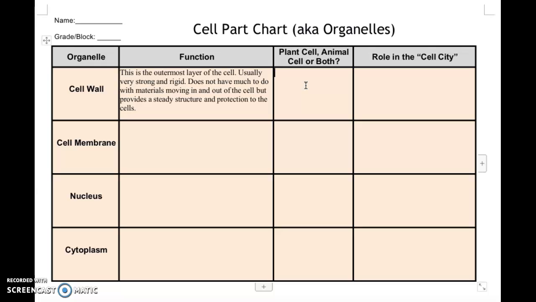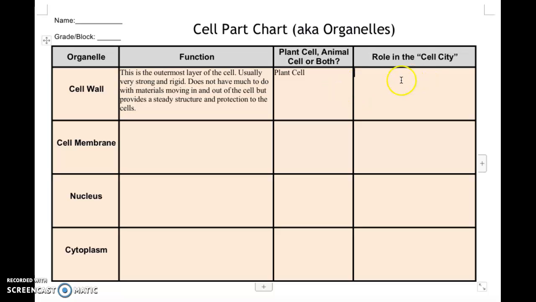Fun fact, a cell wall is only present in the plant cell. We cannot see a cell wall in an animal cell. The outermost layer for the animal cell would be a cell membrane. So it is not present in both. It's only present in a plant cell. Okay, now let's move on.